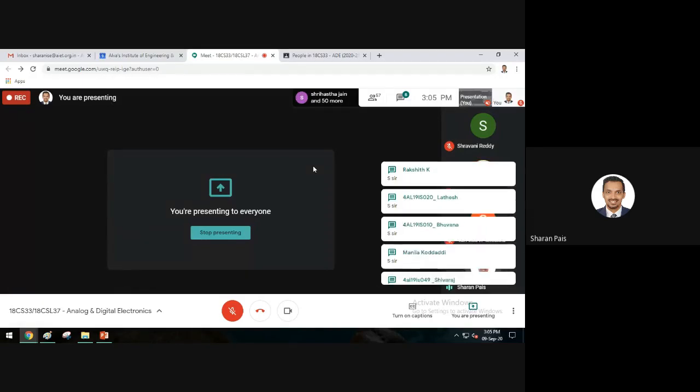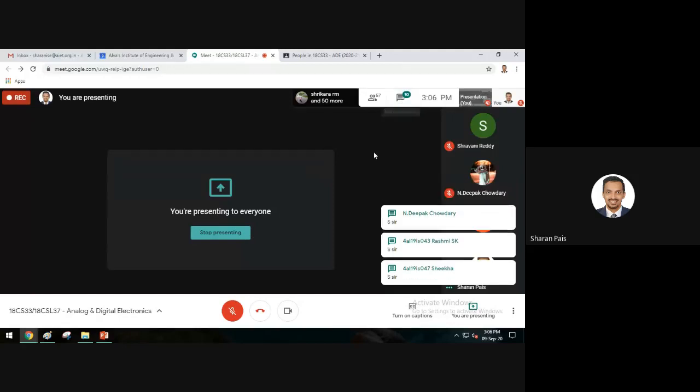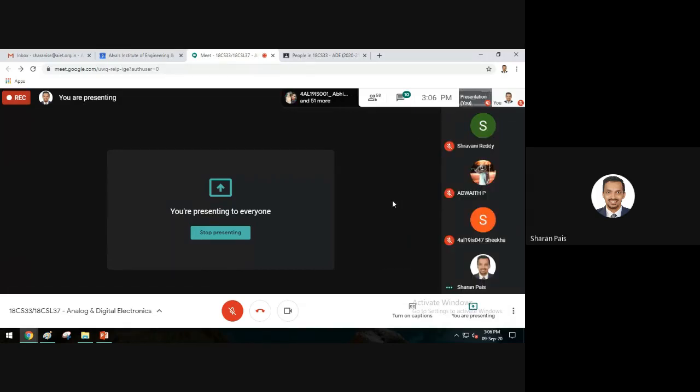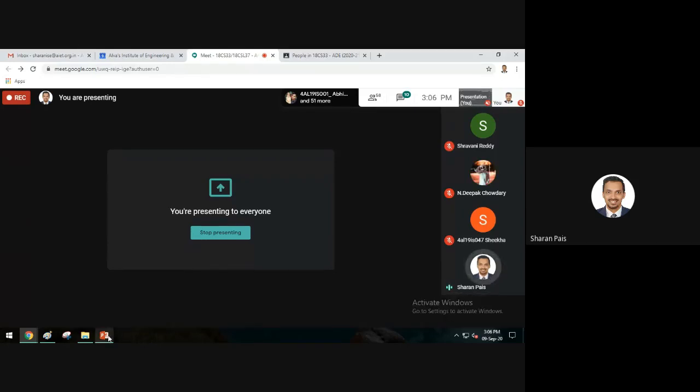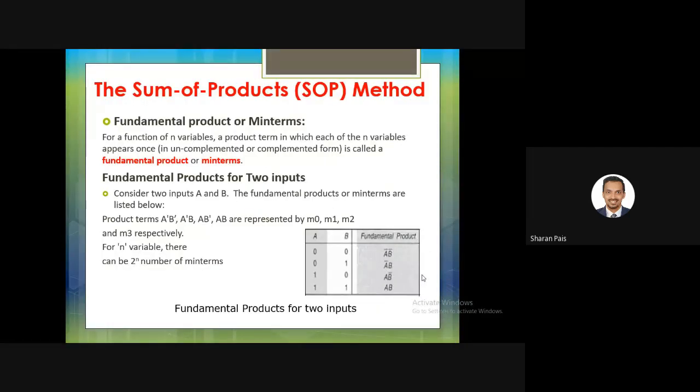Okay. So in the last class, we were discussing SOP methods. Fine. So we will continue discussing the same thing. This is what we were discussing in the last class about sum of product methods. Here we already know whenever we are dealing with the sum of products method, we have two concepts: fundamental products and one more is min terms.